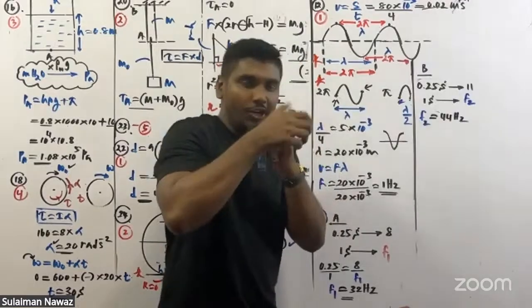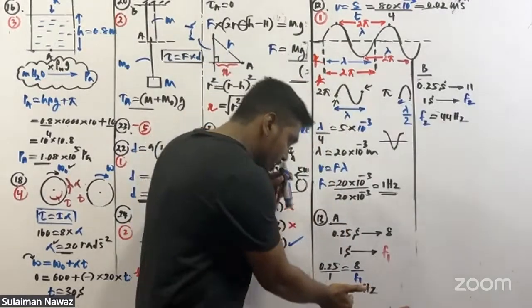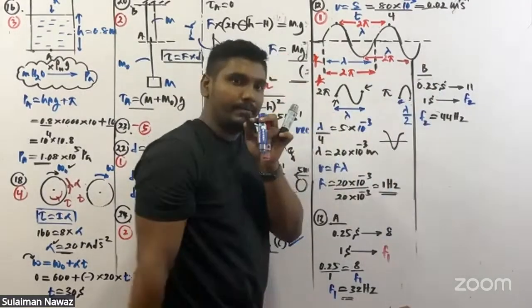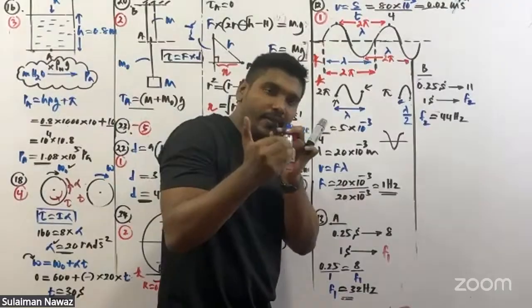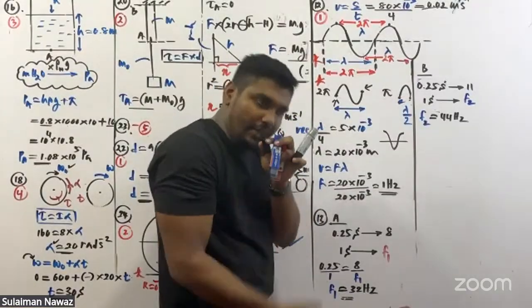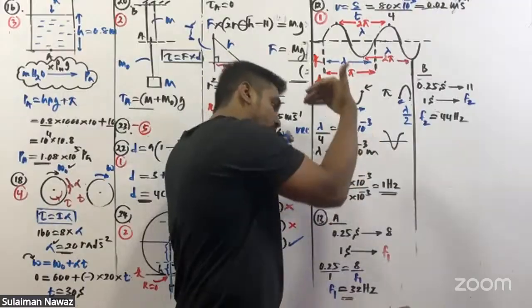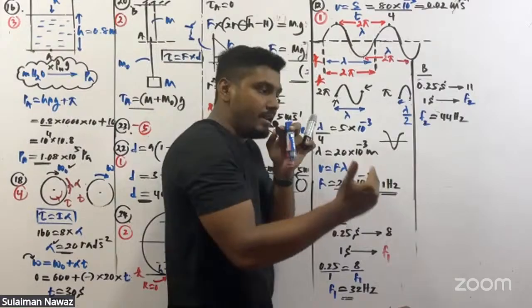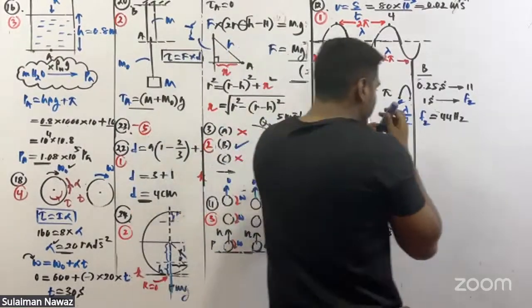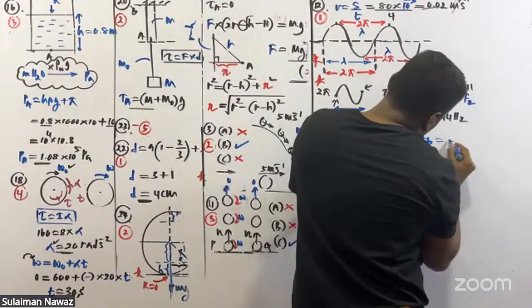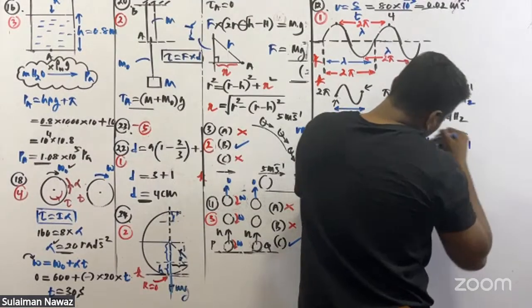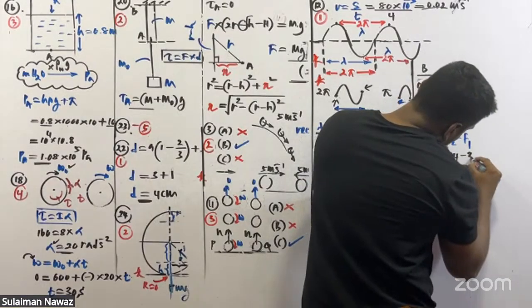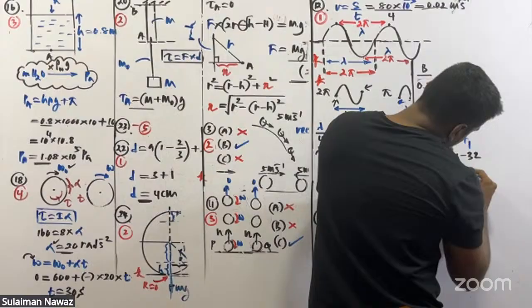Now we found tuning fork A's frequency, for example, 32 hertz. Tuning fork B's frequency is 44 hertz. What is beat frequency? How to find beat frequency? When you take the difference of the frequencies of tuning fork A and B, that is the beat frequency. The larger one is F2, so F2 minus F1. 44 minus 32 is how much? 12 hertz.